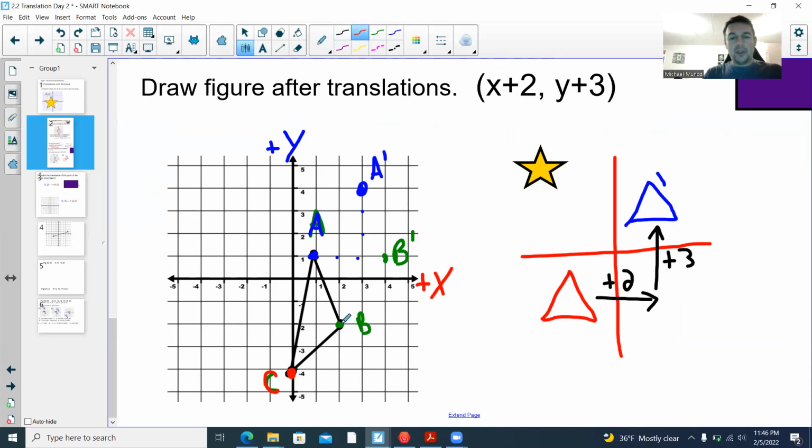And my C, right 2, up 3. And I have my image. Remember, image is the new shape. Really, we only have one shape here. We moved it, so it's like this one's not even there. All right, so make sure to get this in your notes. If you have to pause the video to make sure you get it, we can do that now.